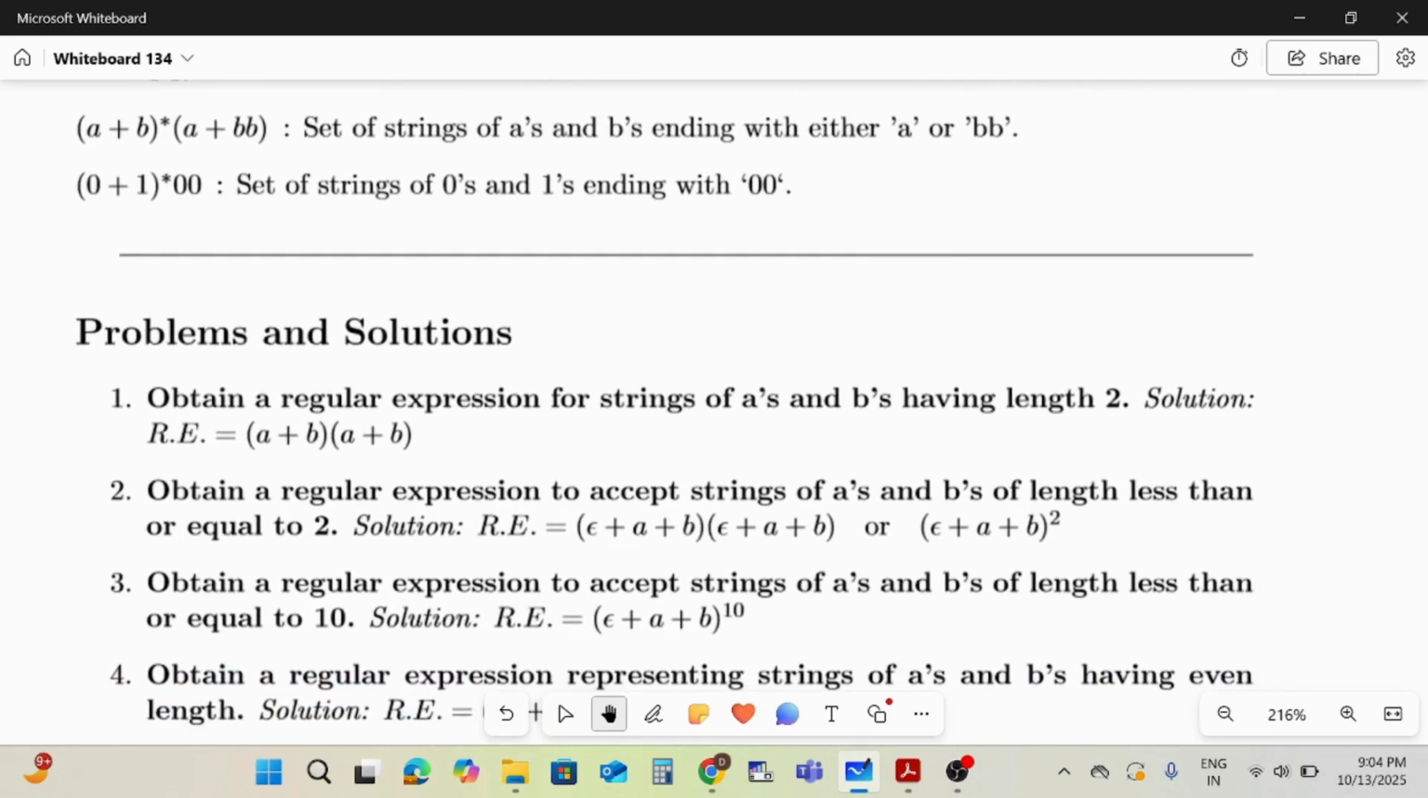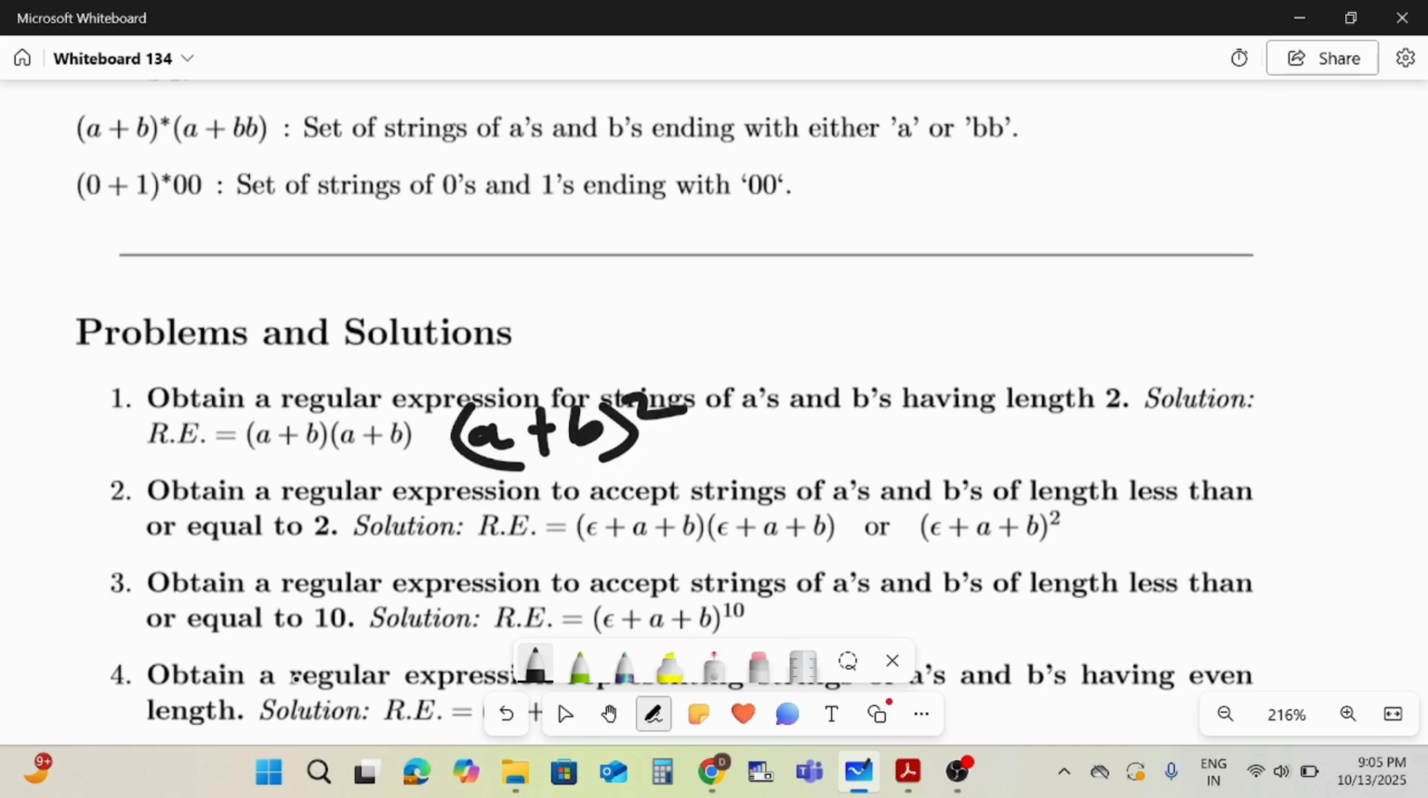Obtain a regular expression for the strings of A's and B's having length 2. Length 2: A plus B is length 1, so (A plus B)(A plus B) is length 2. You can also write this as (A plus B) the square. So this is going to be generating what? Strings of length 2.